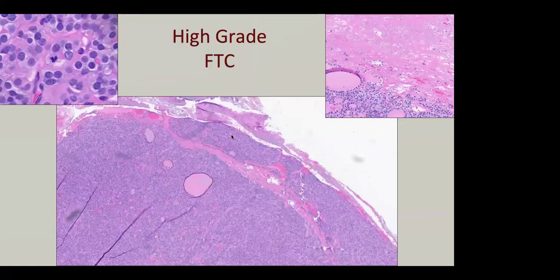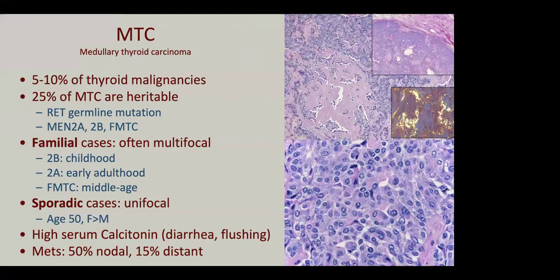High-grade FTC, again, looks like an invasive follicular carcinoma, which still grows in follicles, but oops, has mitoses and necrosis. That's high-grade follicular. So always ask yourself when you make a diagnosis of carcinoma, can it be worse? Do I see mitoses? Do I see necrosis? Because you may buy the patient an upgrade in their diagnosis.